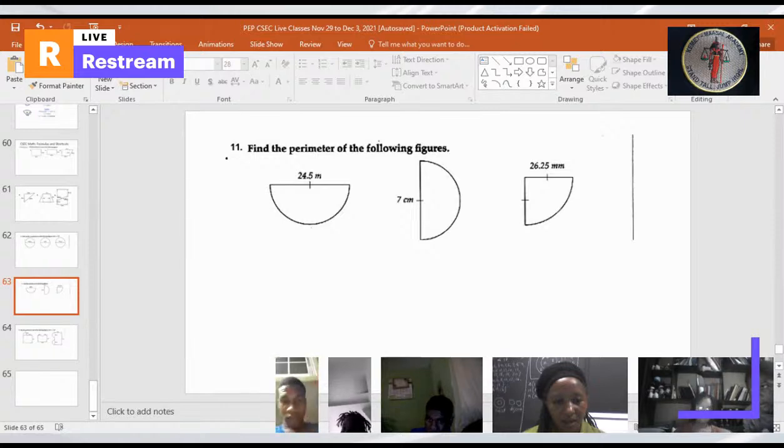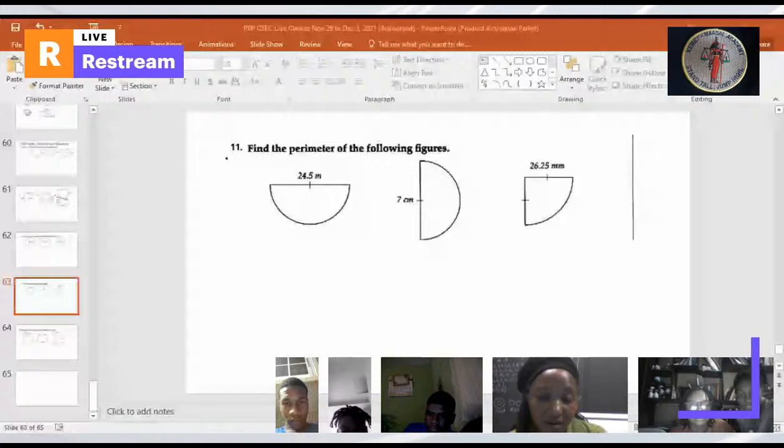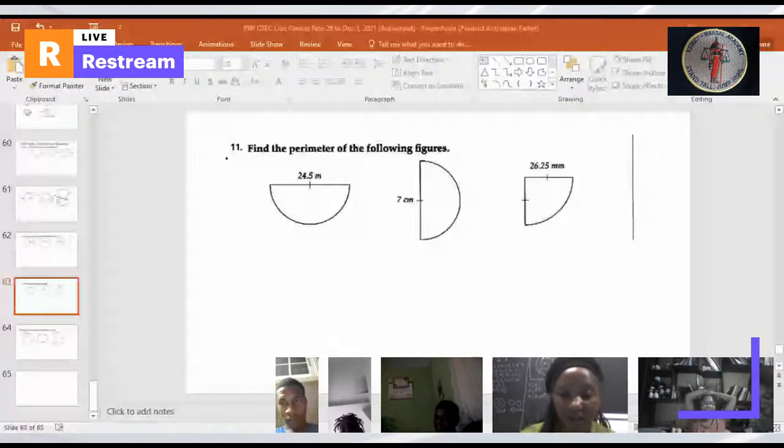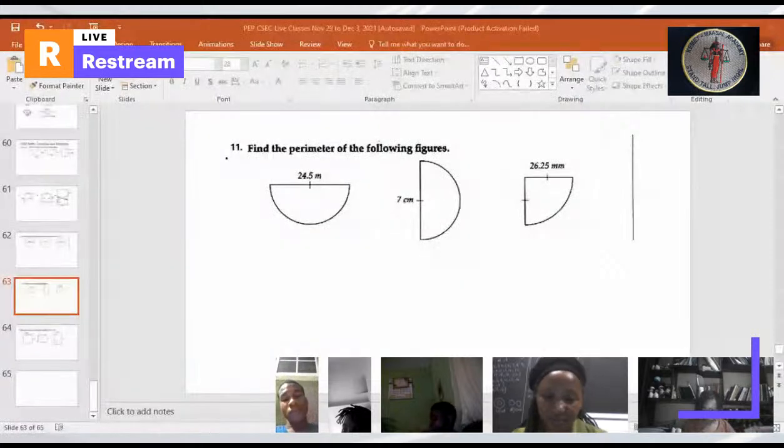It's not a factor of 7. Oh, it's a quarter. It's a quarter of the circle. Miss, I got 67.5. All right, so Imani realized. So do it properly now. This one is not a semicircle, it's a quarter of a circle. You see that, Dreshan? Oh, I just realized that.